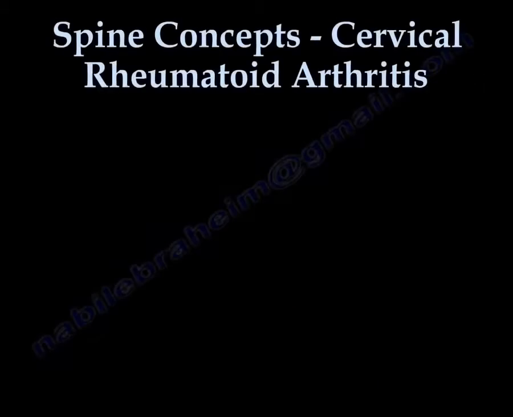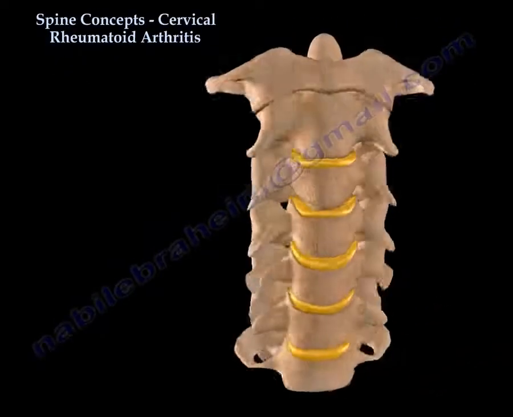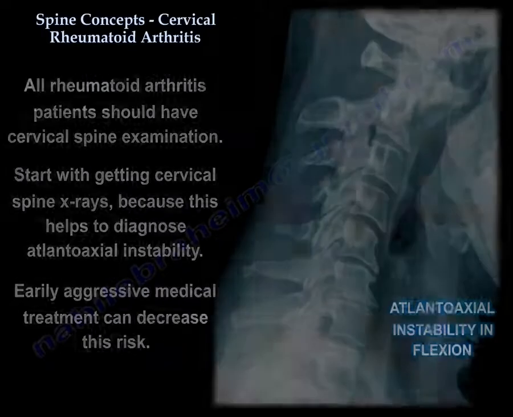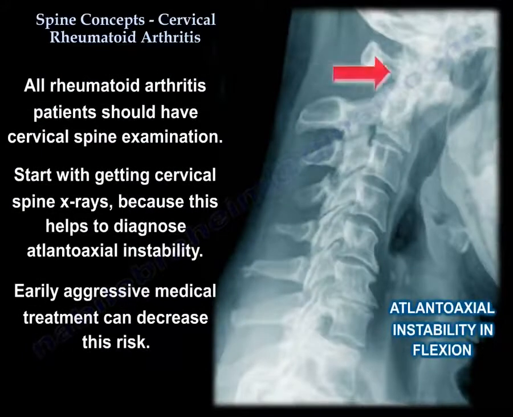Spine concepts, cervical rheumatoid arthritis. Cervical spine involvement occurs in about 90% of patients with rheumatoid arthritis. All rheumatoid arthritis patients should have C-spine examination. Start with the C-spine X-rays. It helps to diagnose the atlantoaxial instability. Early aggressive medical treatment can decrease this risk.